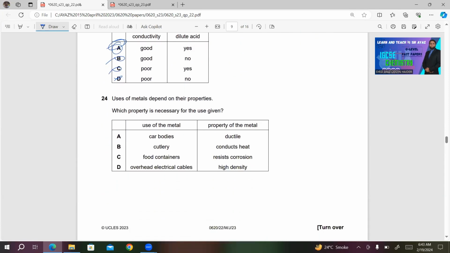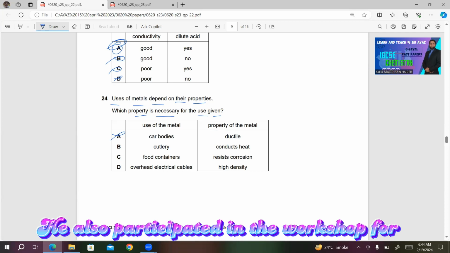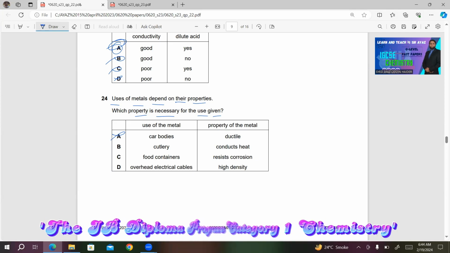Number 24, uses of metals depend on their properties. Which property is necessary for the use given? A, car bodies, ductile. Ductile property is made into wires. So we are making into wires to make car bodies. This is incorrect. B, cutlery conducts heat. We don't need conductor of heat for making of cutlery. So this is also incorrect.